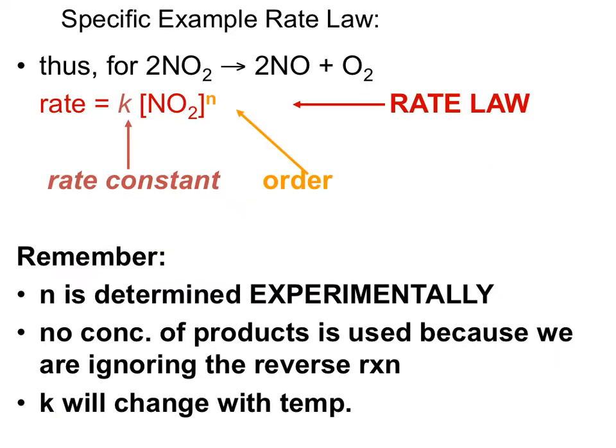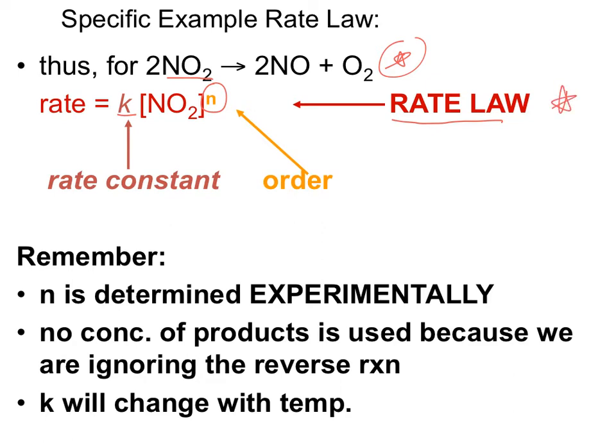So let's look at the rate law for a specific reaction, the decomposition of NO2 to NO and O2. When we write our rate law for this reaction, first of all, remember we are going to have a rate constant. We're going to have the concentration of our reactant, and in this case we only have one reactant, which is NO2, so we have our bracketed NO2 in our rate law. Then we're going to have some exponent which indicates the order of the reaction. At this point we have written our generic rate law.